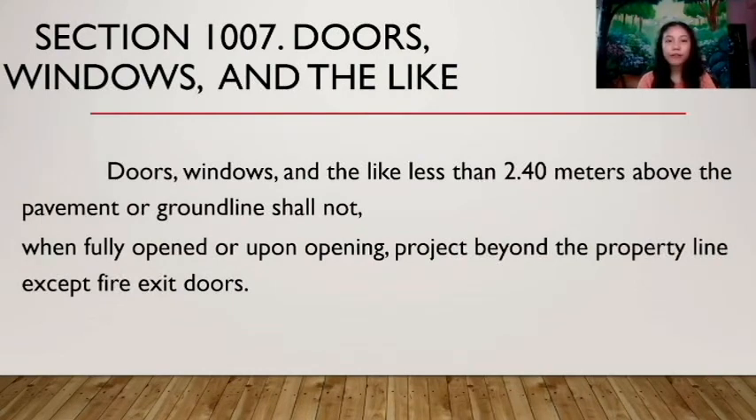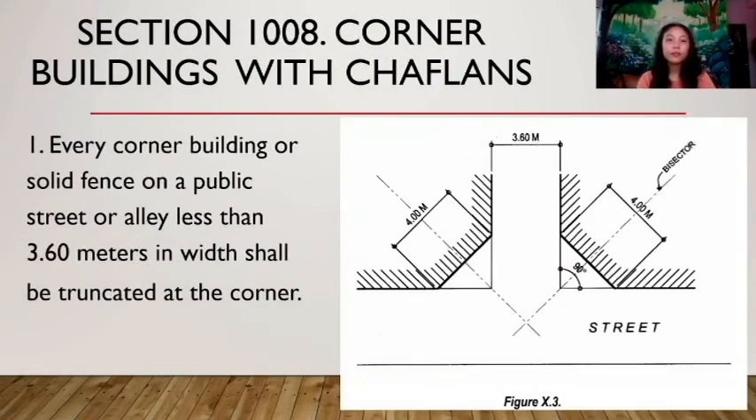Section 1007, doors, windows, and the like. Doors, windows, and the like less than 2.40 meters above the pavement or ground line shall not, when fully opened or upon opening, project beyond the property line, except fire exit doors. Section 1008, corner buildings with chamfers. Every corner building or solid fence on a public street or alley less than 3.60 meters in width shall be truncated at the corner.